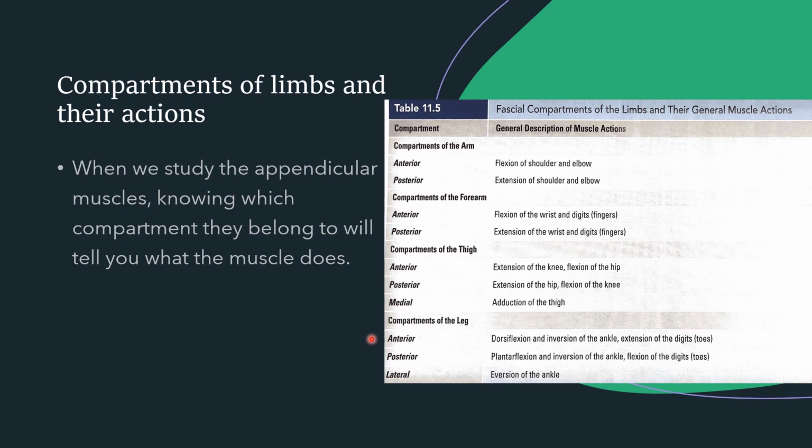Let's look at the compartments of the leg. And the leg, anatomically speaking, is a part of the lower limb that's below the knee. The anterior compartment dorsiflexes the ankle. The posterior compartment plantar flexes the foot. So it points the foot downward. It makes you stand on your tippy toes. The lateral compartment everts the ankle.